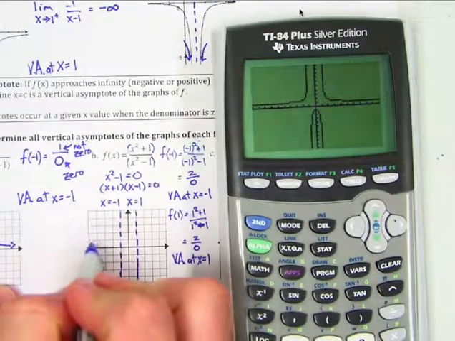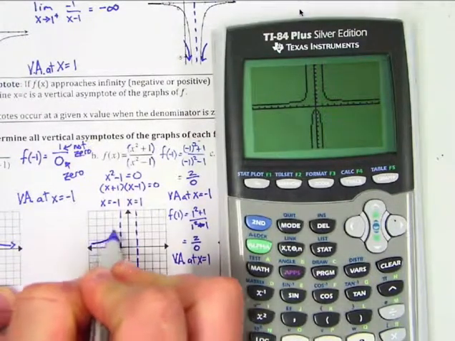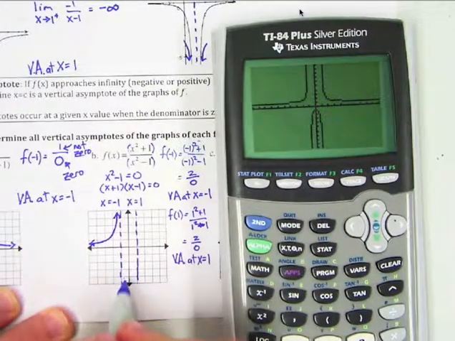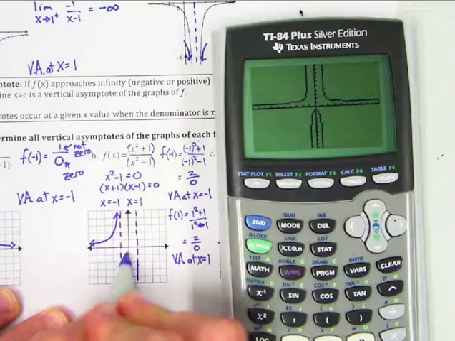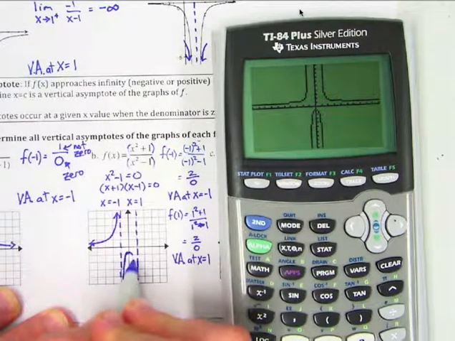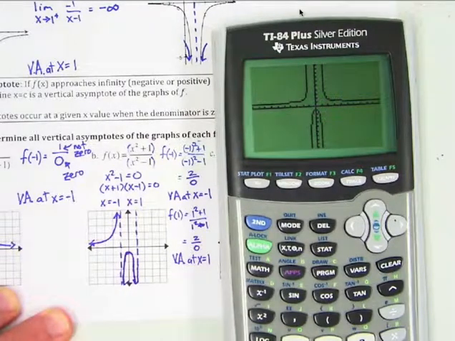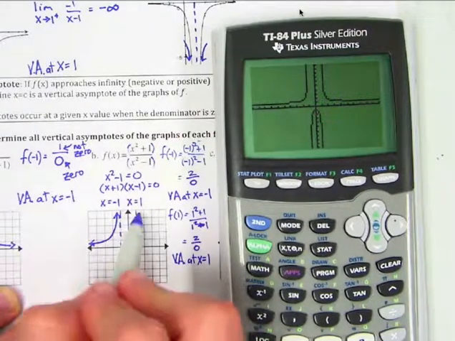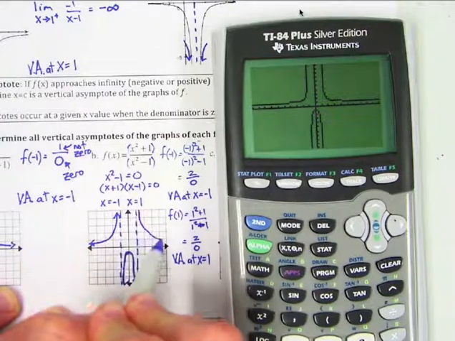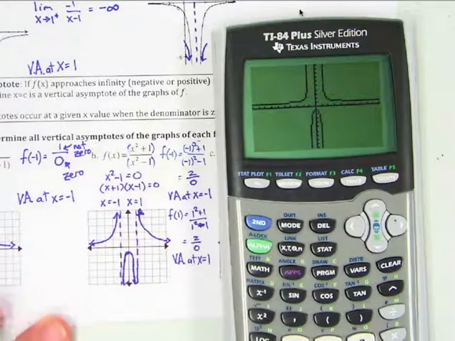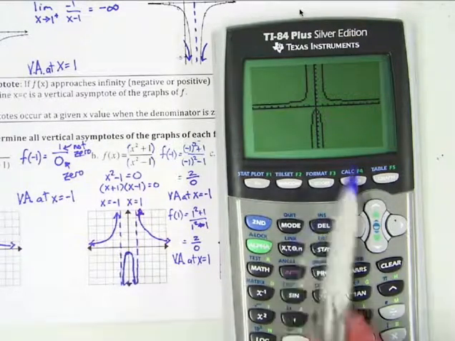Okay, so you can see as we approach -1 from the left, we go up to infinity. As we approach -1 from the right, it goes to -infinity. And then 1, as we approach from the left, also goes to -infinity. And then 1 from the right goes to infinity. So we get a graph something like this.